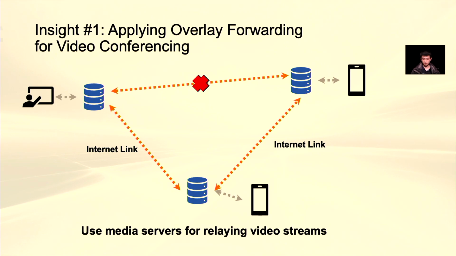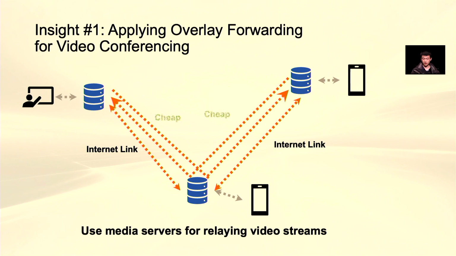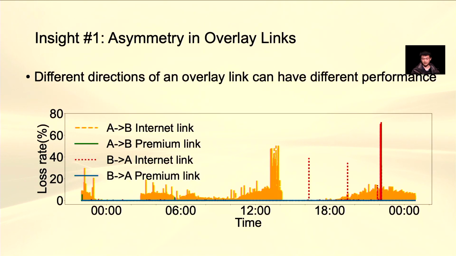Where network degradation occurs, XRON dynamically combines two cheap internet links to route around the unstable internet links while maintaining low cost. This technique is adopted by many existing overlay solutions, but it increases the RTT of video conferencing. The key insight is that network degradation often only affects one direction of an overlay link in production. The figure shows an example where only one direction of an overlay link has a high loss rate, while the other direction is good enough for video conferencing.